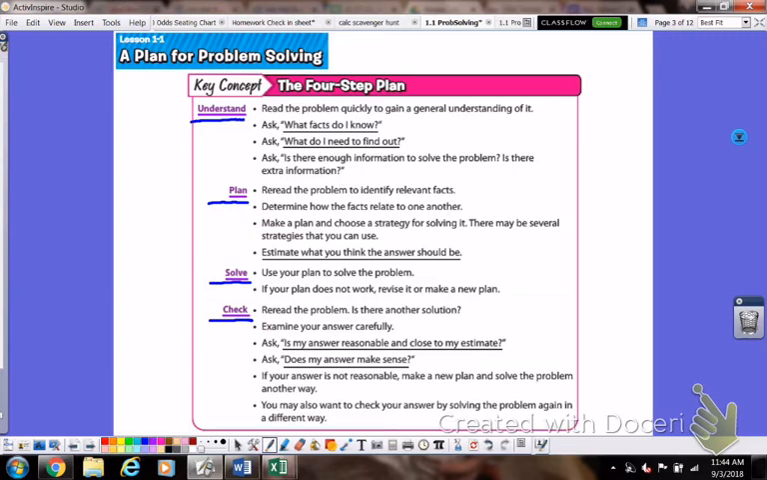Once we have that estimate, we're going to go ahead and solve it. We're going to use that plan that we just came up with. And if the plan doesn't work, we're going to revise it and make a new plan. Remember, mistakes don't mean we're done.